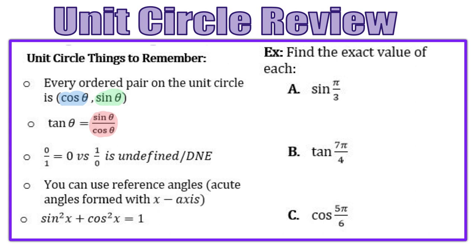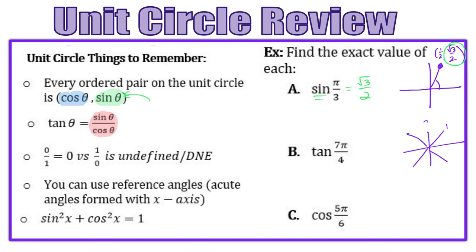If we're talking about sine of pi over 3, what we need to know is what is the coordinate at pi over 3. So here's where pi over 3 is. That coordinate is 1/2, comma, root 3 over 2. If we're just being asked for sine, we know that sine is the y-coordinate, which means that sine of pi over 3 is equal to root 3 over 2. If we're being asked for tangent of 7 pi over 4, so I'm going to figure out where 7 pi over 4 is.